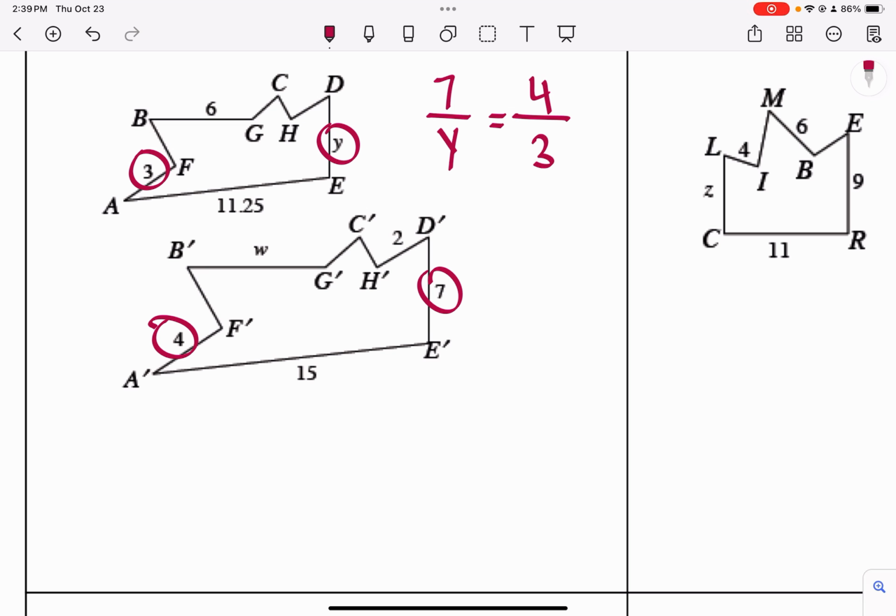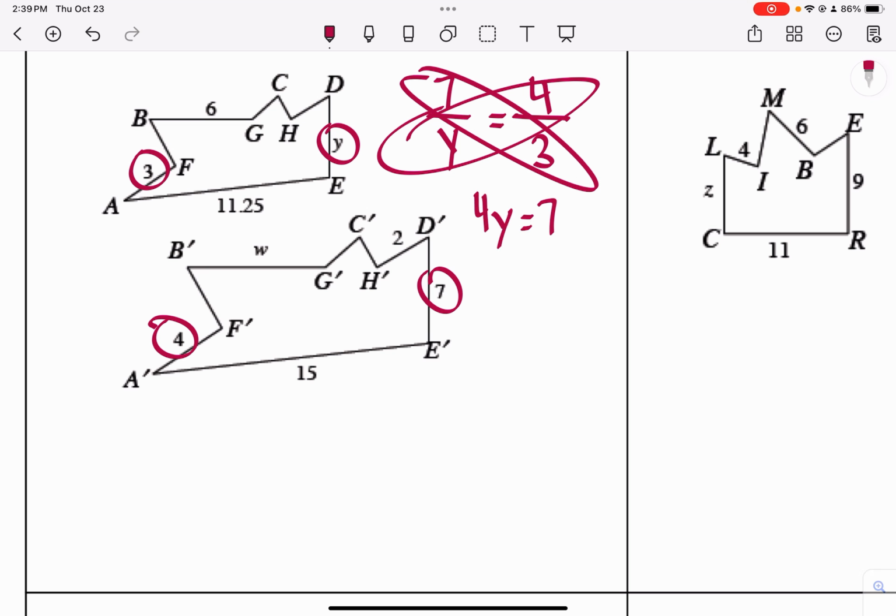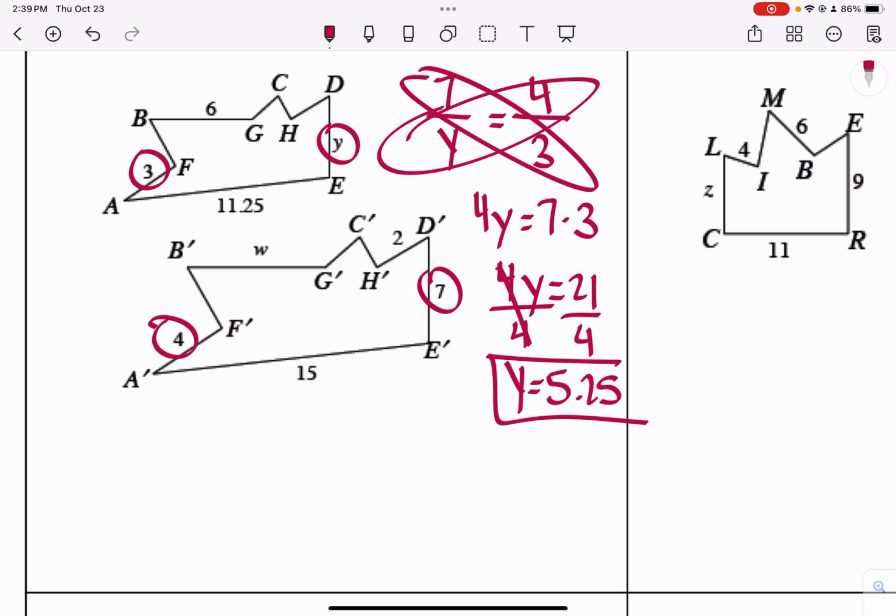So then I'm going to cross multiply. So 4 times y equals 7 times 3. And then I'm actually going to multiply. So 4y equals 21. And then the last step would be to divide by 4 on both sides. So y equals 5.25. You could also write it as a fraction if you wanted.